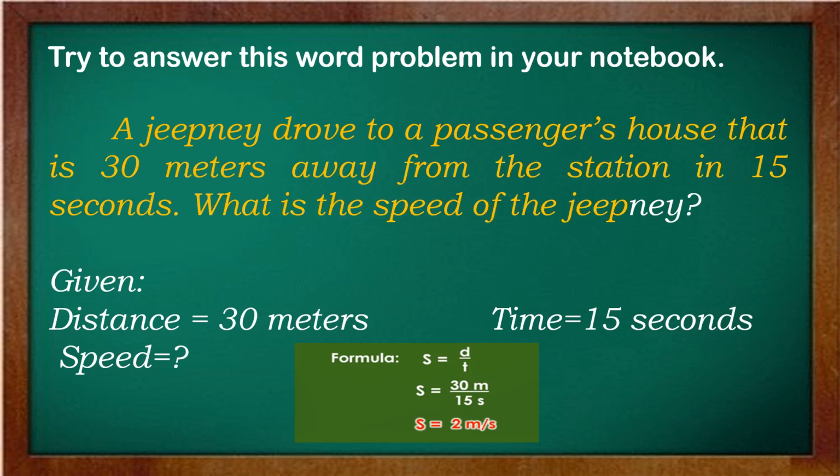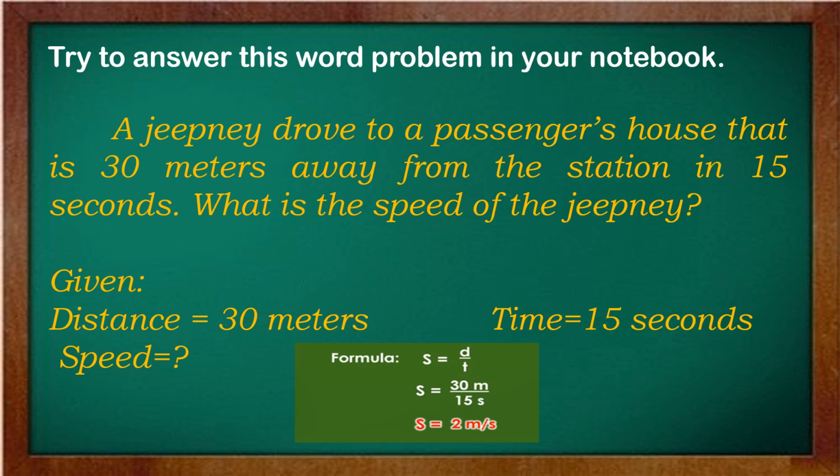So let us try to answer this word problem in your notebook. A jeepney drove to a passenger's house that is 30 meters away from the station in 15 seconds. What is the speed of the jeepney? So here are the given. Distance is given already. Time is given already. So we have distance is equal to 30 meters. Time is equal to 15 seconds. So we are looking for the speed.